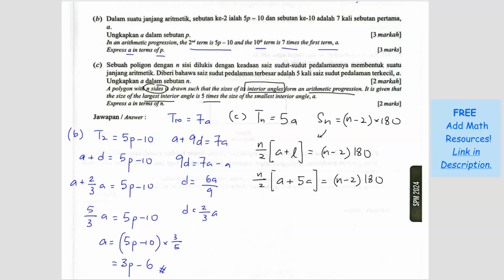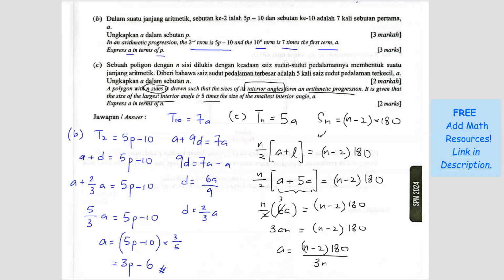So how can we simplify this? This one can become 6a, right? So it becomes n over 2 times 6a equals n minus 2 times 180. So 6a you can simplify, you get 3an equals n minus 2 times 180. And we are looking to express a in terms of n. So we can shift the 3n across. So we get a equals n minus 2 times 180 divided by 3n.